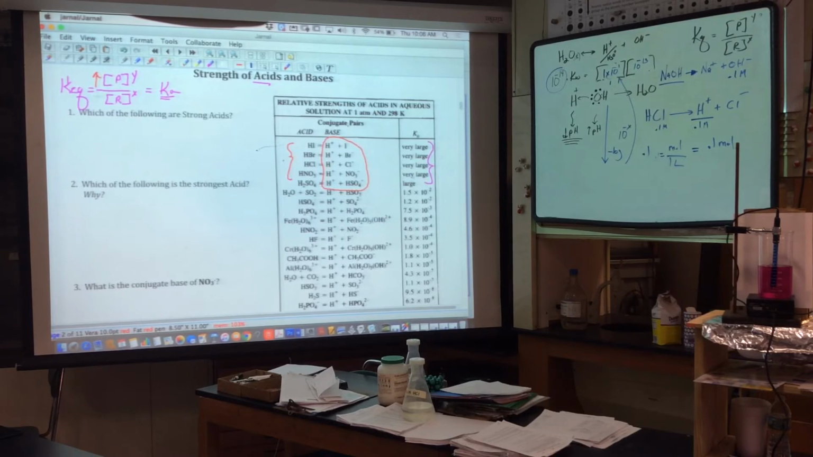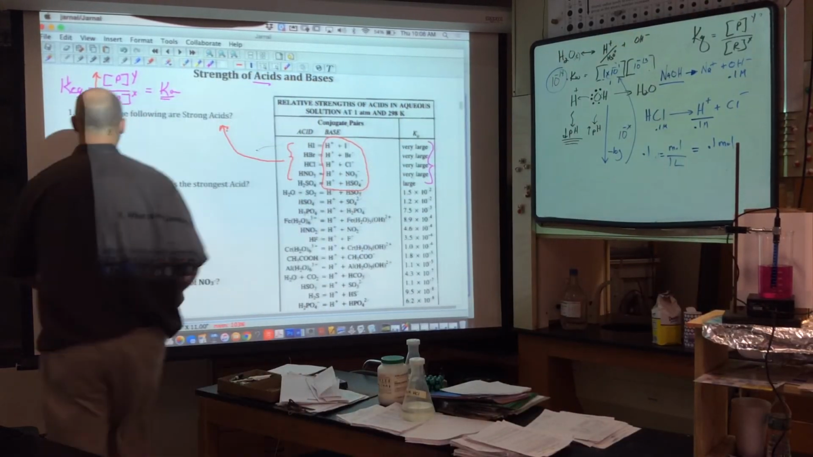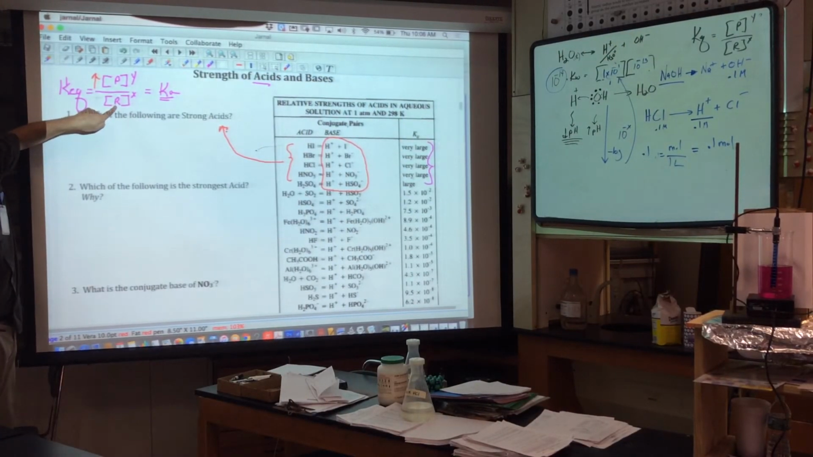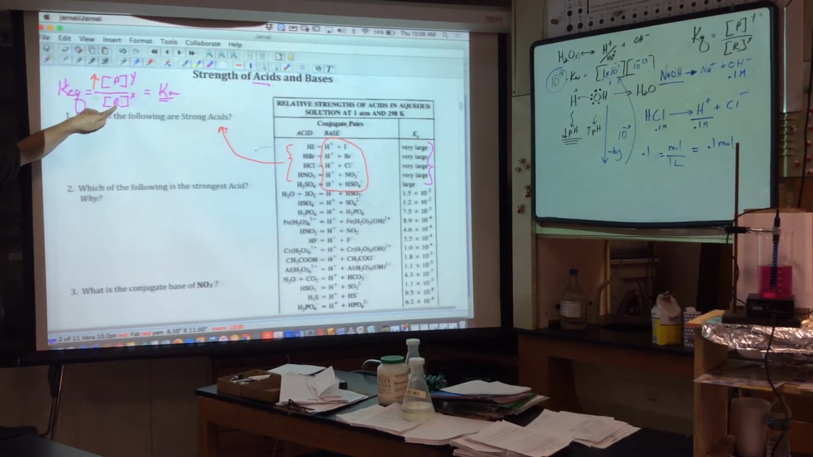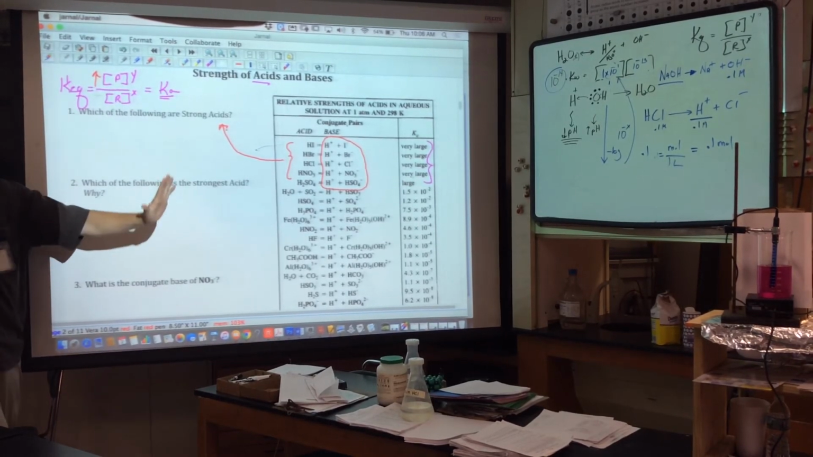Why? Because their Kas are so big, you don't even have a number. Why don't I have a number? Well, probably because the concentration of reactants is approaching 0. It's approaching undefined. Is there one of these that didn't let go? Maybe. But if I put a 0 here, it almost becomes undefined. It's going to infinity, because the reaction goes completely forward.